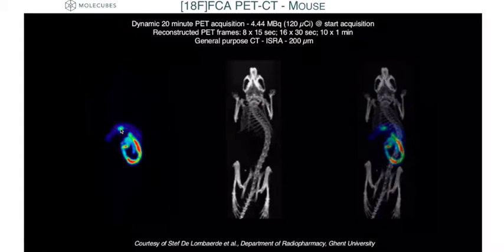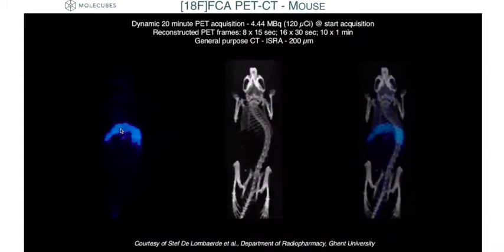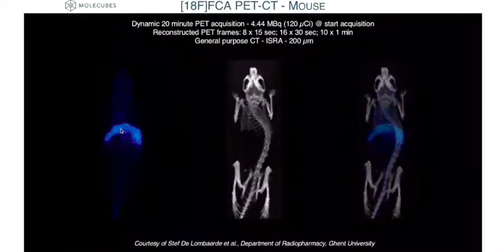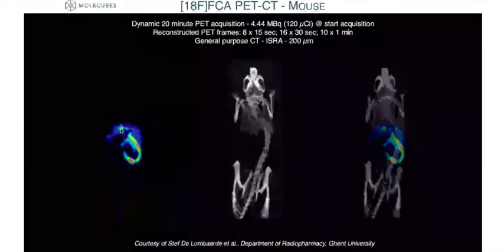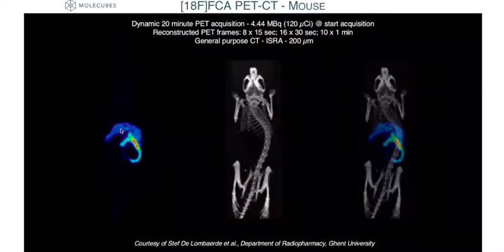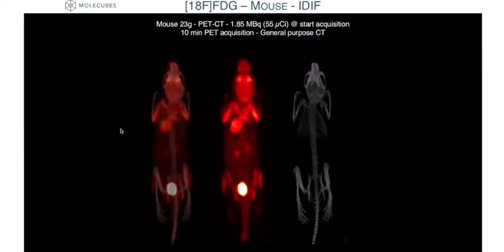So what you can do is you can draw regions of interest over different organs, make time activity curves, and then in fact do some kind of semi-quantification. What you also can do is absolute quantification by using kinetic modeling, but then you need an input function. And if you want an input function, of course, you have to do arterial blood sampling, which is not always very easy in mice.